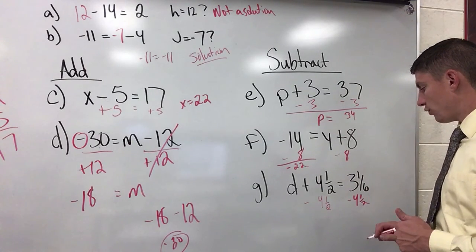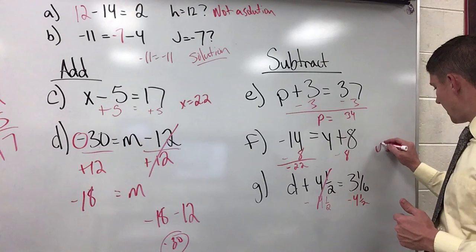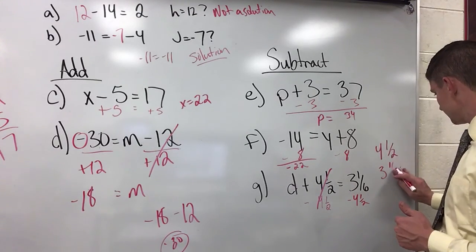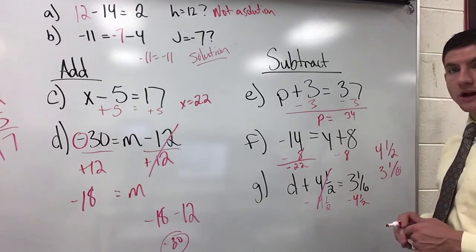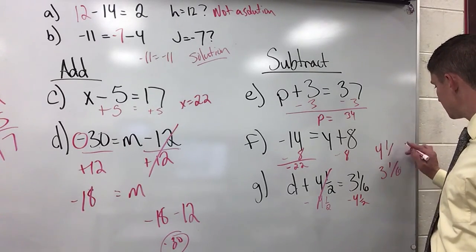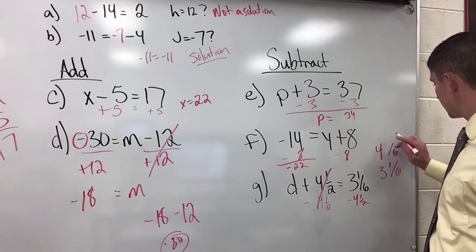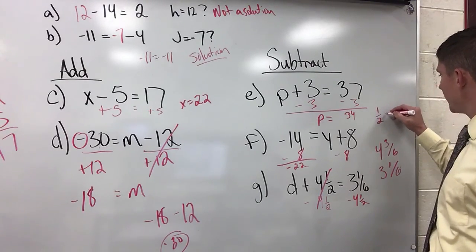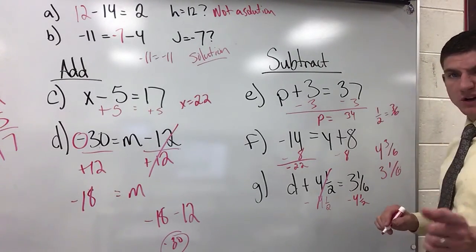Now I'm going to rewrite this so it makes a lot more sense. This side would cancel out. I have 4 1/2, subtracting absolute values, minus 3 1/6. Now I need to change 1/2 into terms of 6. I would multiply by 3 in the denominator here. 3 times 2 is 6. Multiply by 3 on the top, I'd get 3/6. Or knowing that 1/2 equals 3/6 would help me out as well.